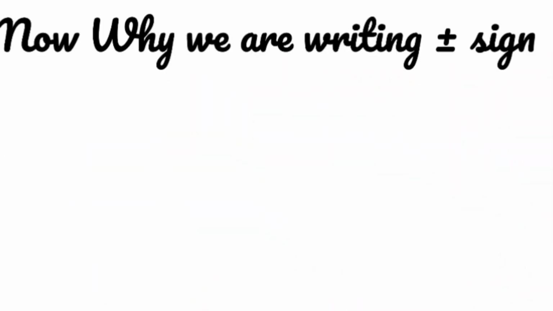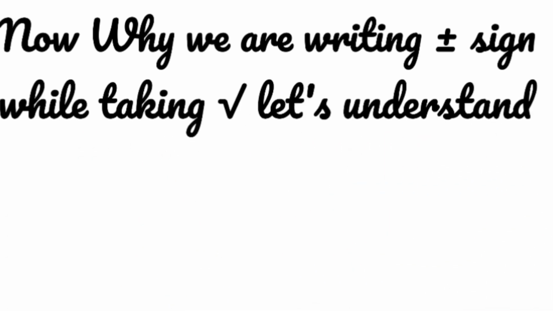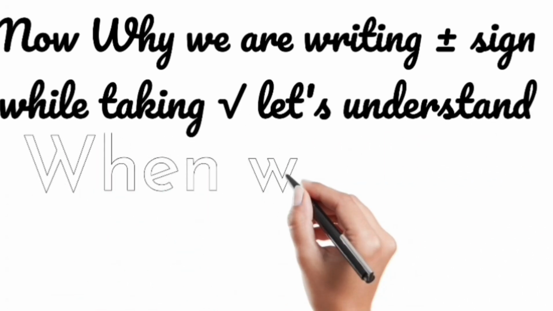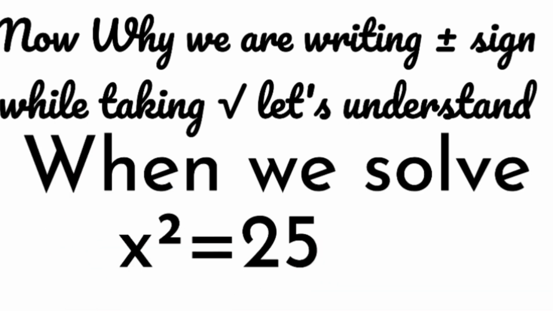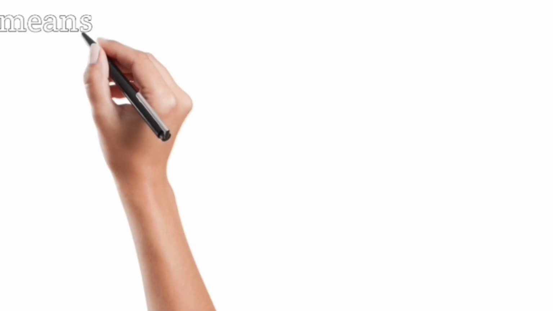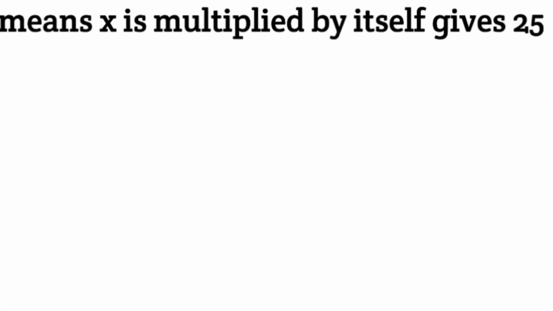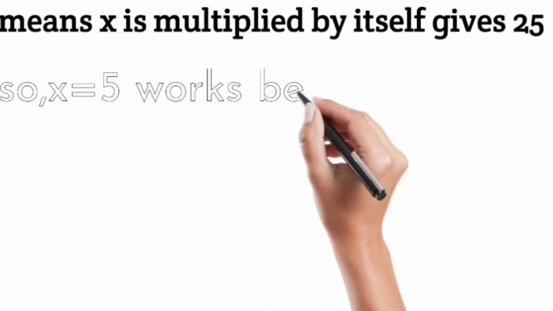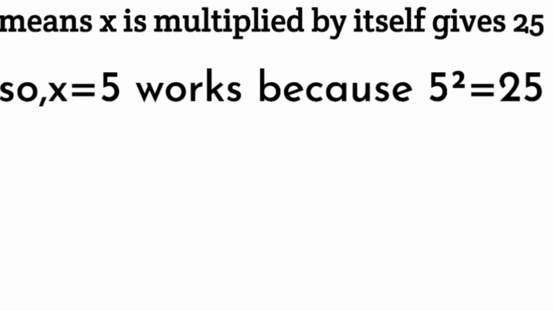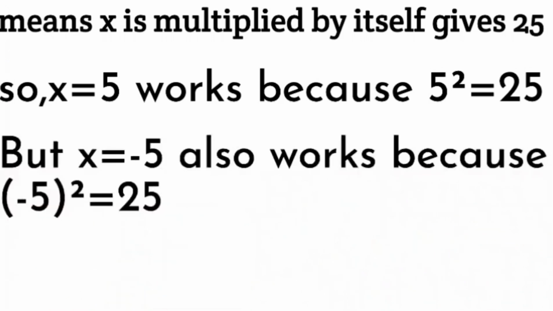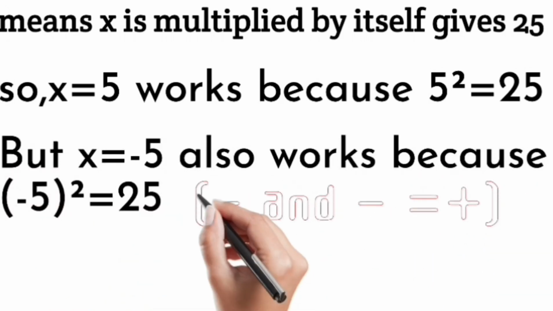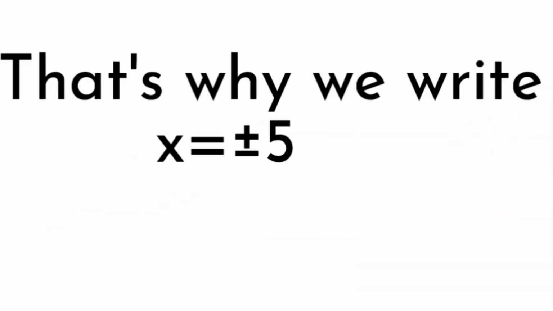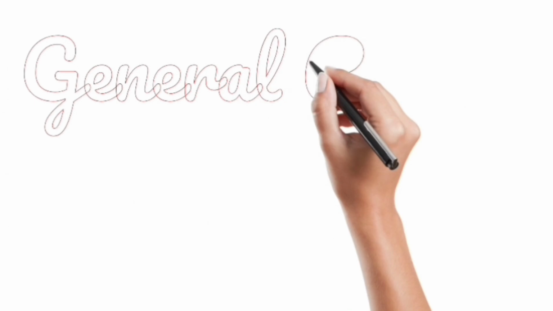Now why are we writing the plus or minus sign while taking the square root? Let's understand. When we solve x² = 25, that means x is multiplied by itself to get 25. So x = 5 works because 5² = 25. But x = -5 also works because (-5)² is also 25, because minus and minus gives plus. That's why we write x = ±5.